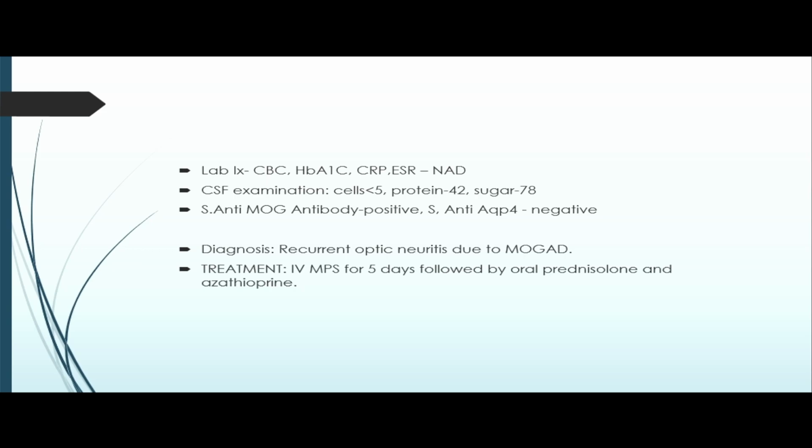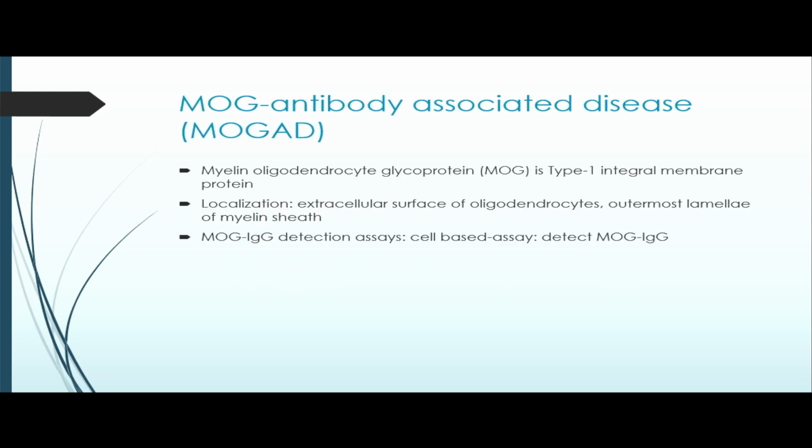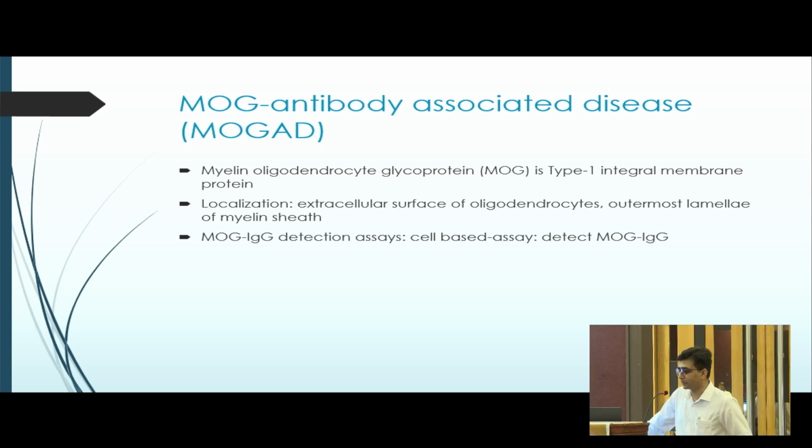So why have we discussed the two cases? Both have MOGAD. So what is MOGAD? Myelin oligodendrocyte glycoprotein is a type 1 integral membrane protein localized on the external surface of oligodendrocytes and detected by a cell-based assay in serum, which detects the MOG IgG antibody.